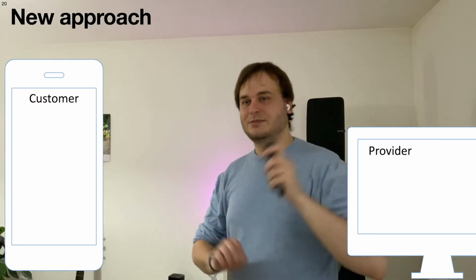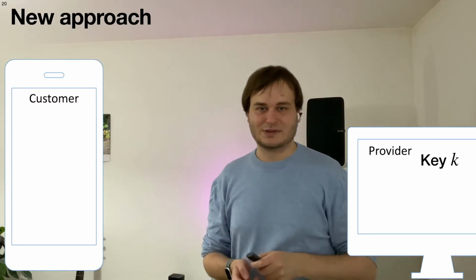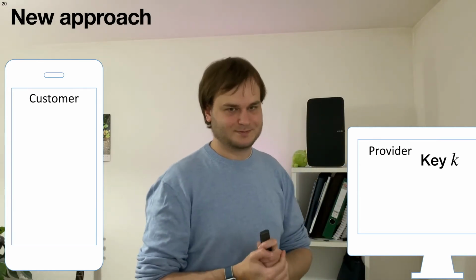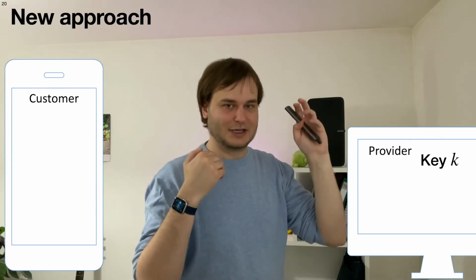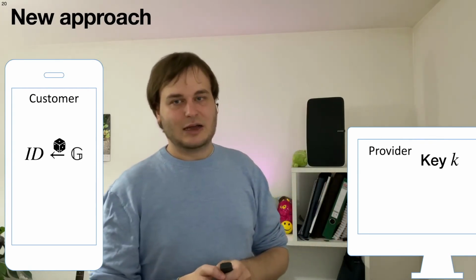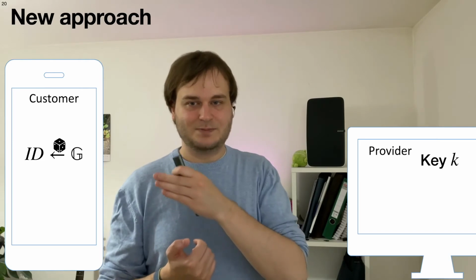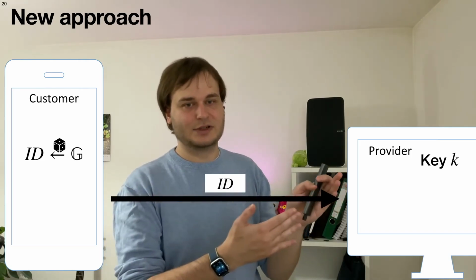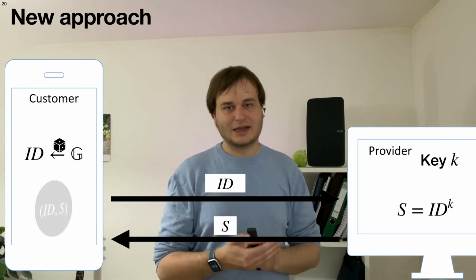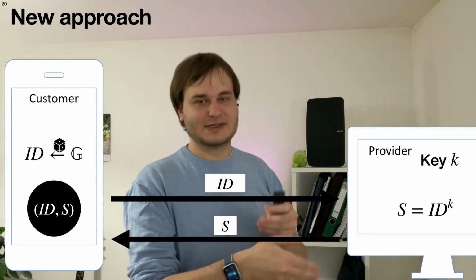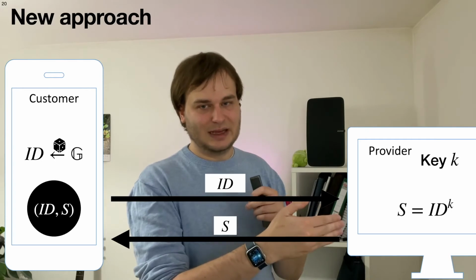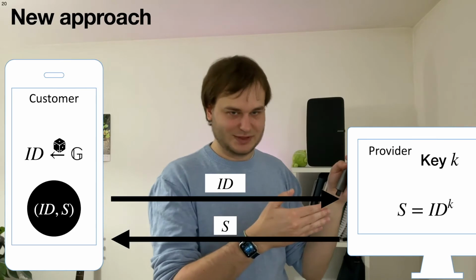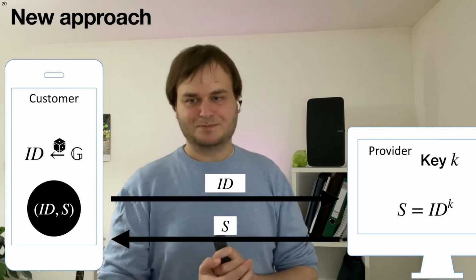Good, new approach. Kind of the old one, but now with group stuff. The provider chooses a key k. This is the secret exponent. Now to earn points, the customer chooses a random ID for the coin, as before, and sends the ID over to the provider. And now what the provider answers with, what is our new S, is the ID raised to the power of k. This is the thing that the user can't compute himself. Okay?